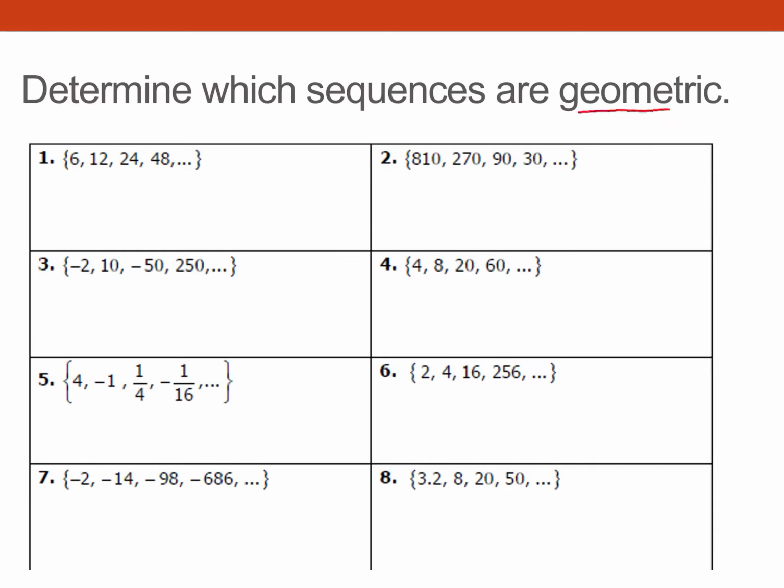Geometric sequences have a common ratio. That means they are multiplied by the same number each time. If you look at example 1, each of them is being multiplied times 2. So yes, this is geometric. Our common ratio is 2. And so we're going to list the next 3 terms.